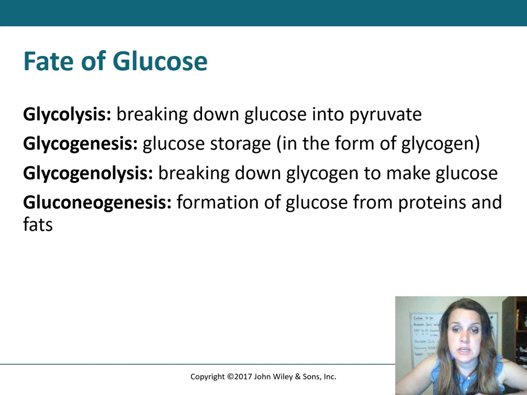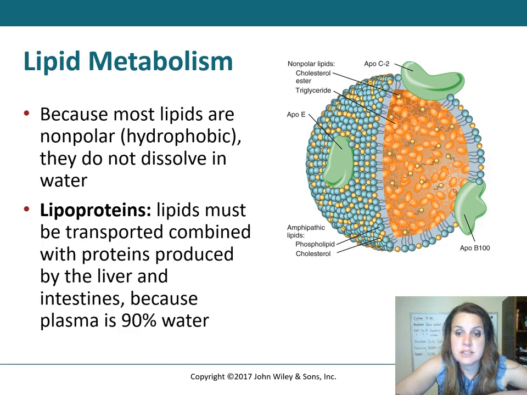Glycogenolysis is going to be breaking down glycogen to make glucose. And then gluconeogenesis is actually the formation of glucose from proteins and fats. After carbohydrate metabolism, let's talk about lipid metabolism. Lipids are hydrophobic, so they're not able to dissolve in water. Instead, they need to circulate bound to proteins in complexes called lipoproteins.